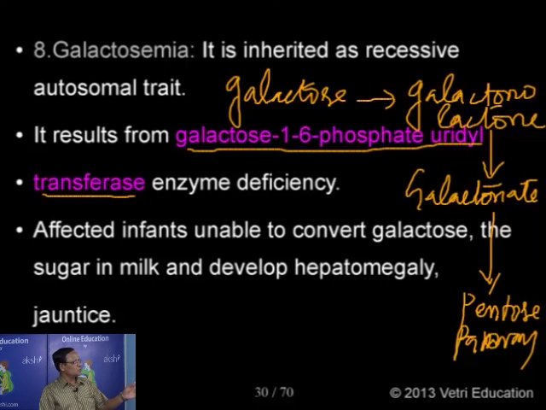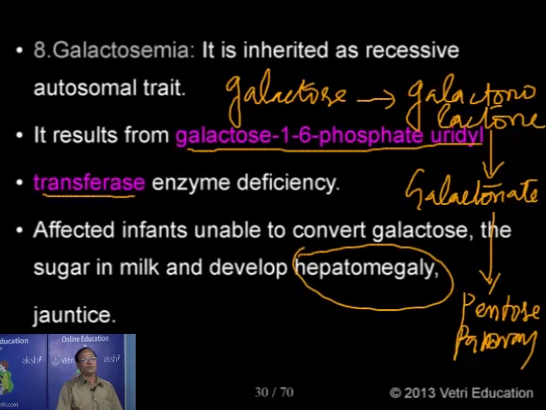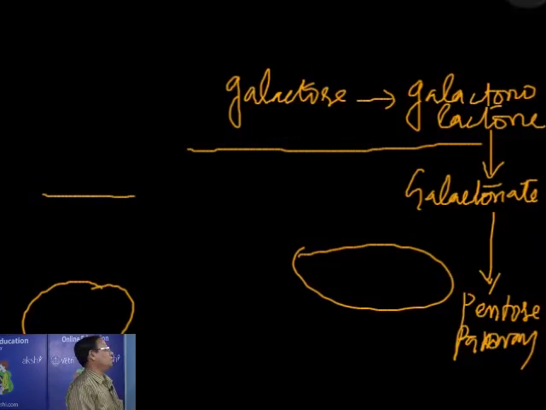So the child is unable to break down galactose because of the absence of galactose 1-phosphate uridyl transferase, which affects mainly the liver. That's why we have hepatomegaly, enlargement of the liver, and also jaundice. So that is one more recessive gene disorder.